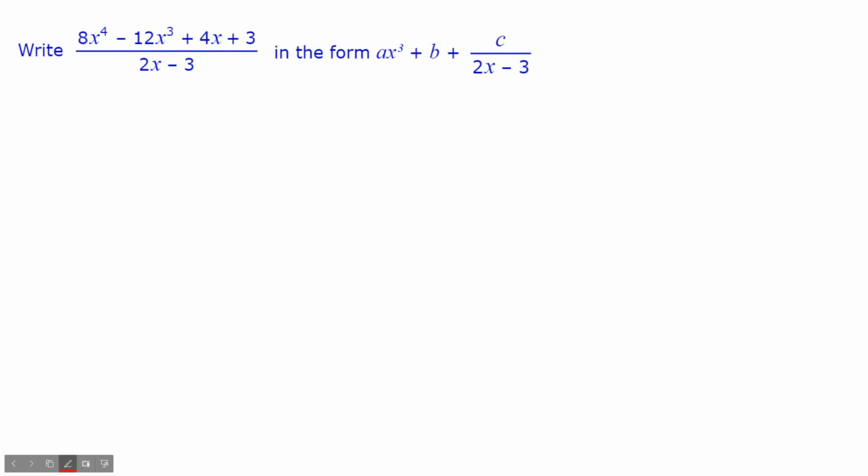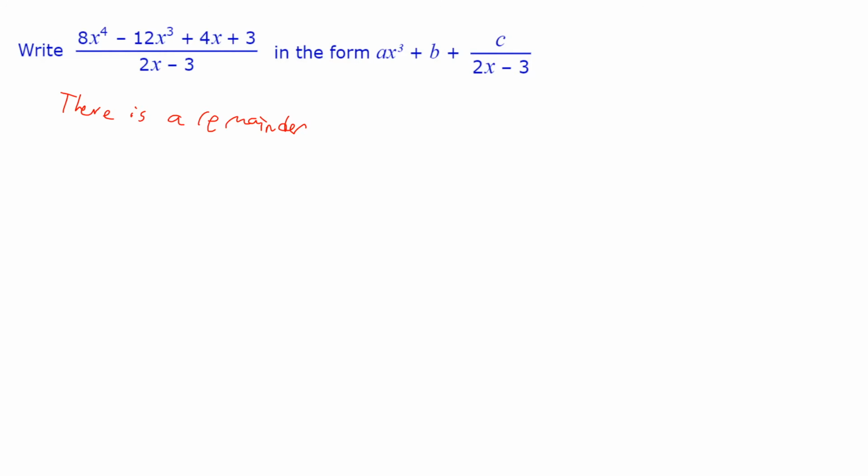What about for this one? So for this one, we're told, write (8x^4 - 12x^3 + 4x + 3) over (2x - 3) in the form ax^3 + b + c over factor. How are we going to do this one? Well, what this means is there is a remainder. That's all this means, okay?